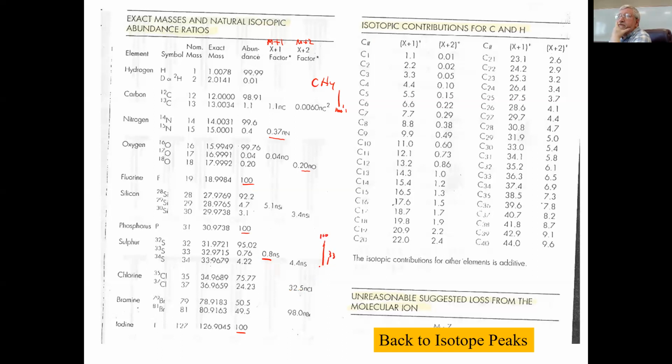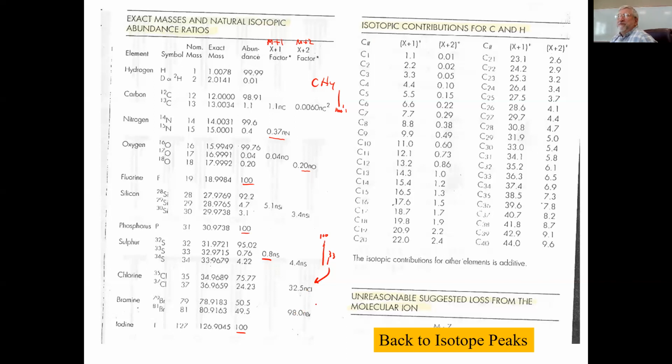Dr. Campbell told us that's how you can determine chlorines and stuff, but I never knew why. So we're going to look at that. It's due to the isotopes.